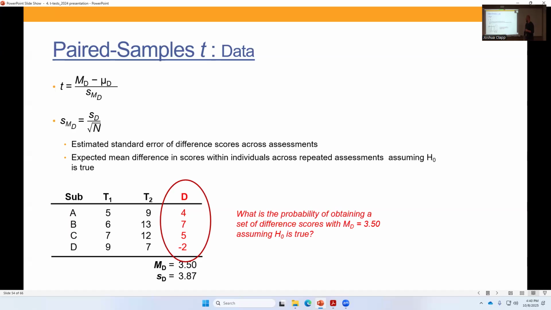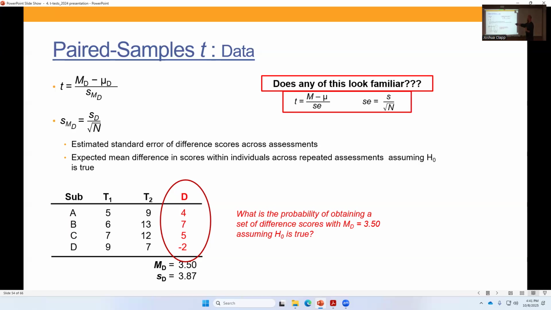Okay. So again, with my paired sample t-test, what I'm interested in is the probability of obtaining a set of difference scores with a mean difference of 3.5, assuming my null model is true. Assuming that there is no difference in the population, what's the likelihood of me having a sample of 4 with a mean difference of 3.5? That's kind of what my test is doing.